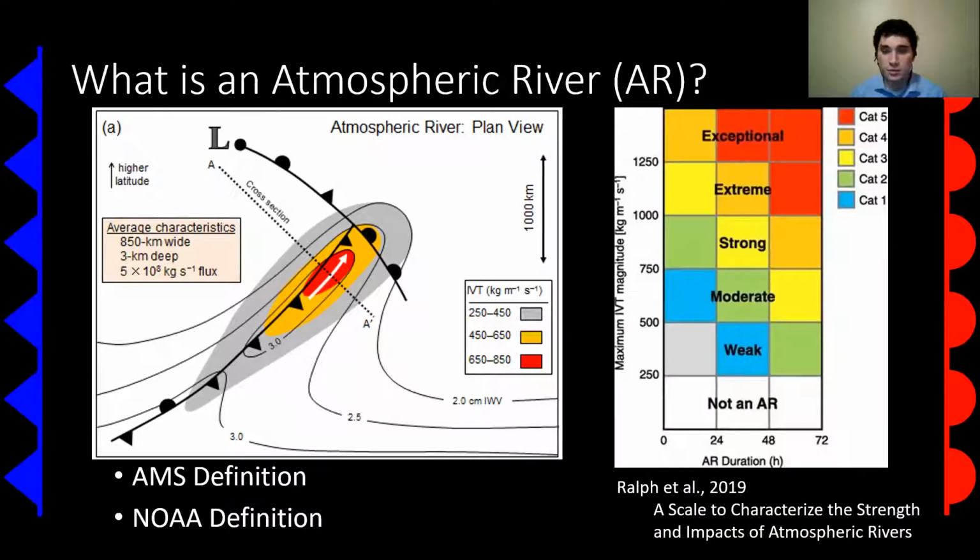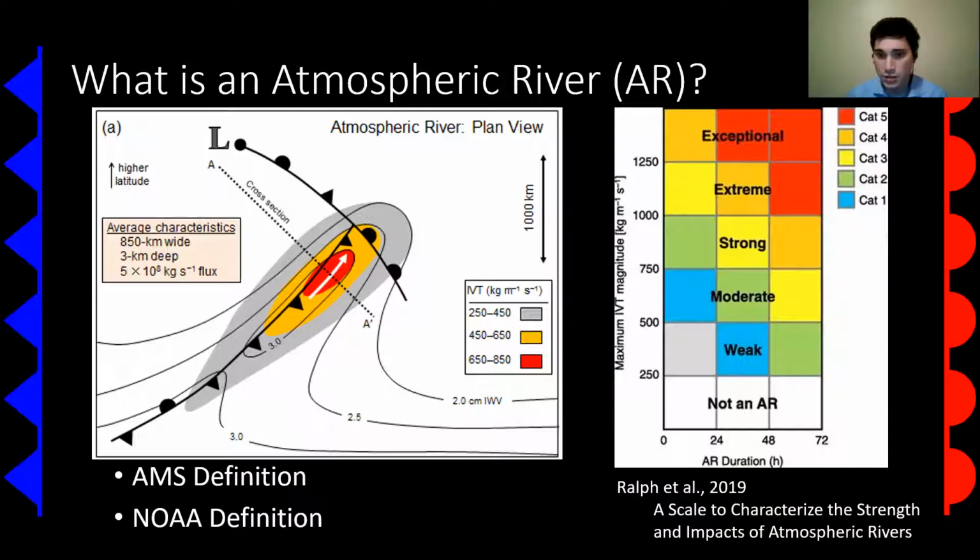One of the most important variables when calculating an atmospheric river is integrated water vapor transport, or IVT. And this is looking at a column of the atmosphere and calculating the zonal and meridional winds, specific humidity, and pressure at a given location.